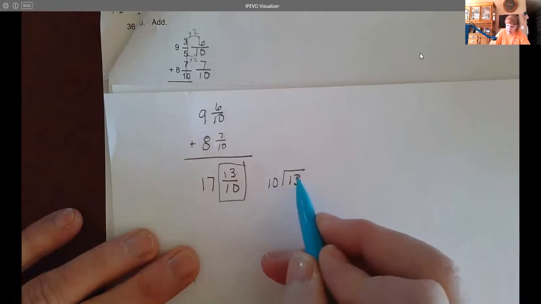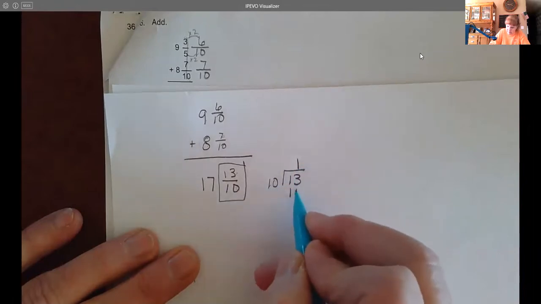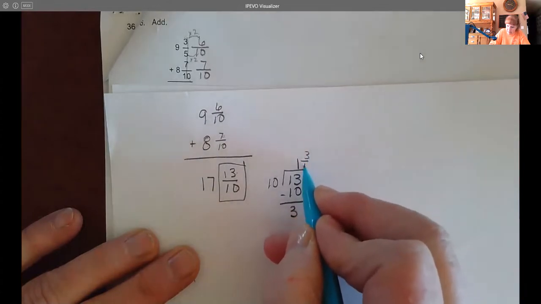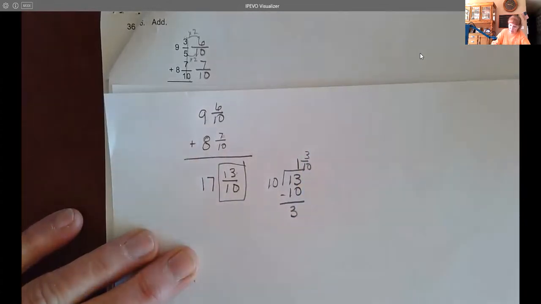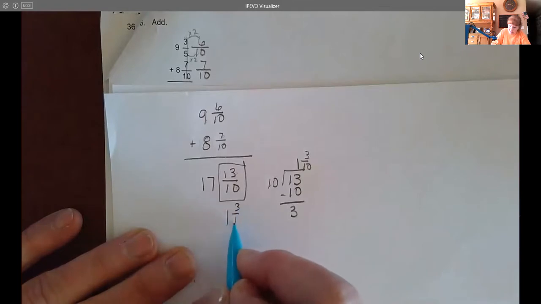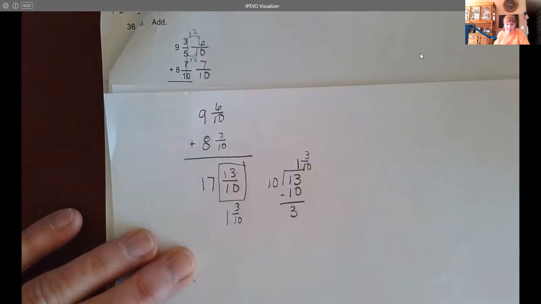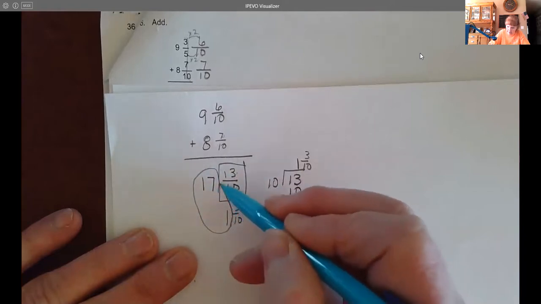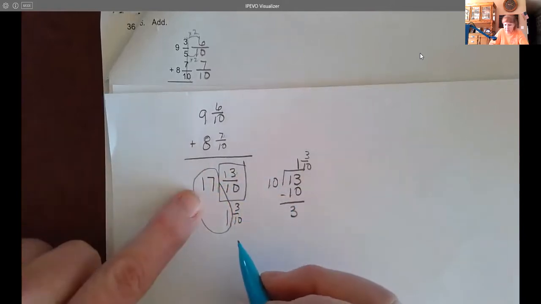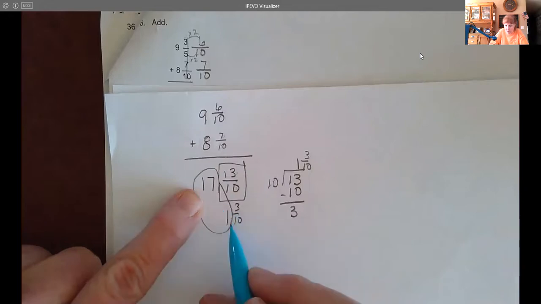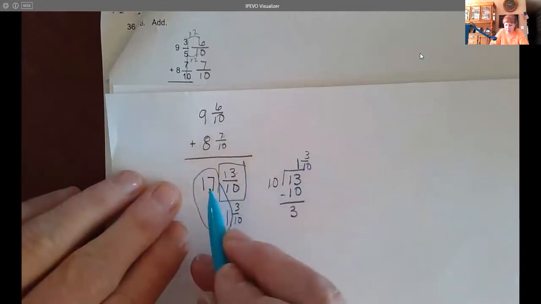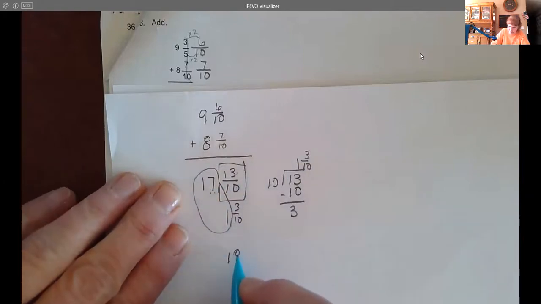All right, 10 goes into 13 once. 1 3/10. They're the same. So I'm going to take and add the 17 and the 1 together. And sometimes people forget to add it. So make sure you come back and add it in. They'll do this and think that's the answer, but don't forget about the 17.